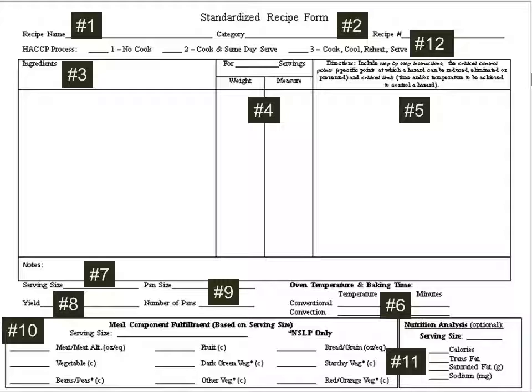Number 10 is the contribution to the food-based menu planning system, which identifies the food component the recipe contributes to. Number 11 is the nutrient analysis, optional information that lists the total calories, grams of fat, saturated fat, and sodium per serving. And finally, number 12 are the food safety guidelines, the procedures designed to ensure the safe production and service of food.